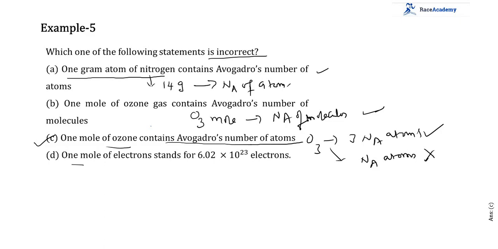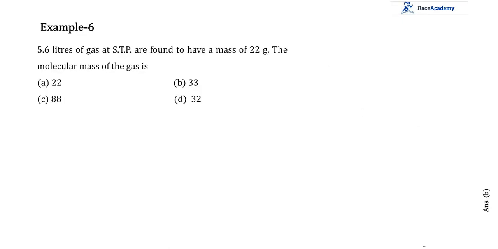Last option also you can check. 1 mole of electrons, 1 mole of anything, stands for Avogadro number of electrons. That is correct only. So C option is the right option for this question, which asks for the incorrect statement.